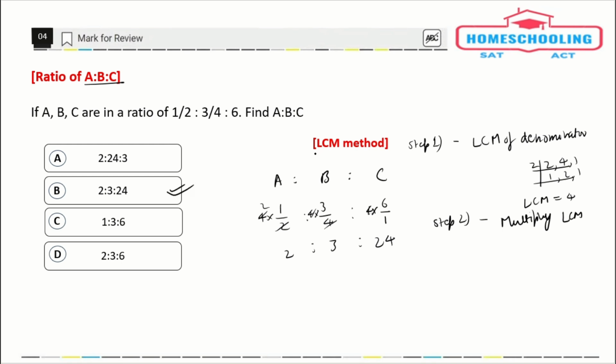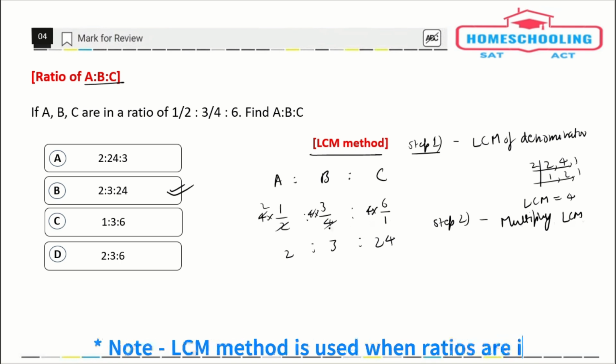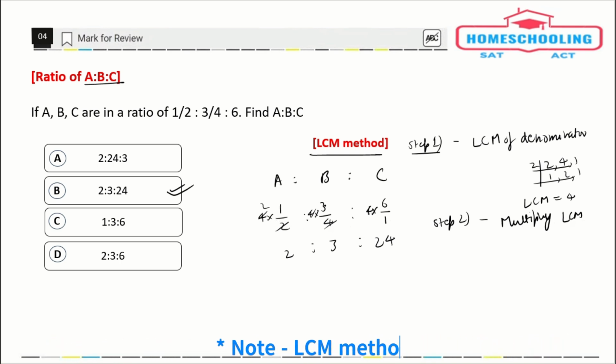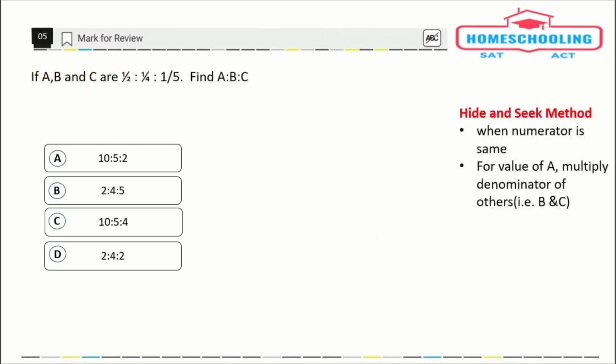So in the LCM method, what we're going to do is first find the LCM of all the denominators. Then we will multiply the LCM with each number, as we have done here, and then we will find the answer. It will take only a few seconds to solve this type of question. Now moving to the next question.